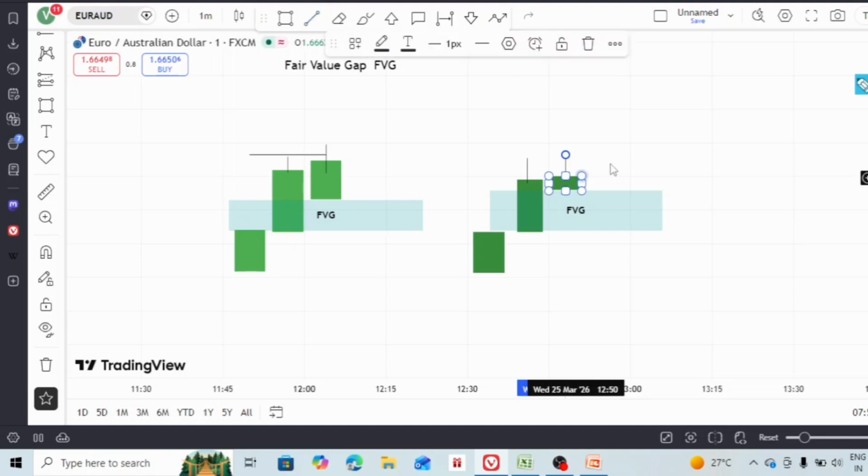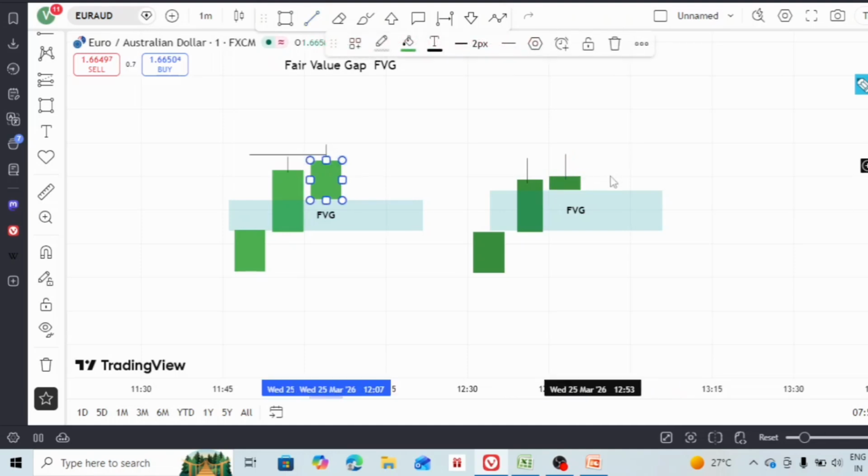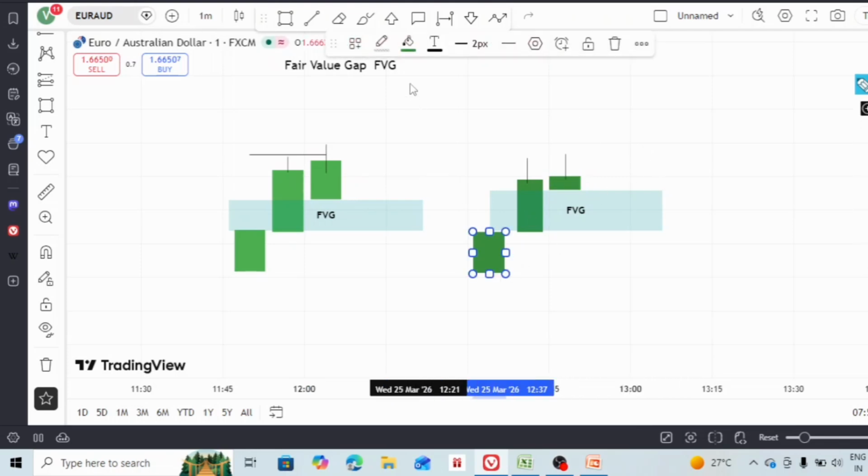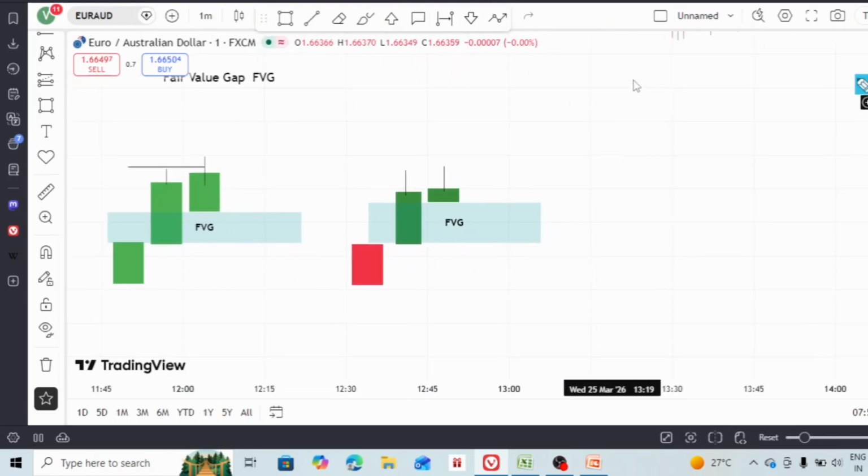This candle size doesn't matter. Here the candle size is bigger, here it is smaller, it doesn't matter. The candle color also doesn't matter. You'll find the fair value gap like this, and you will also find the fair value gap like this.